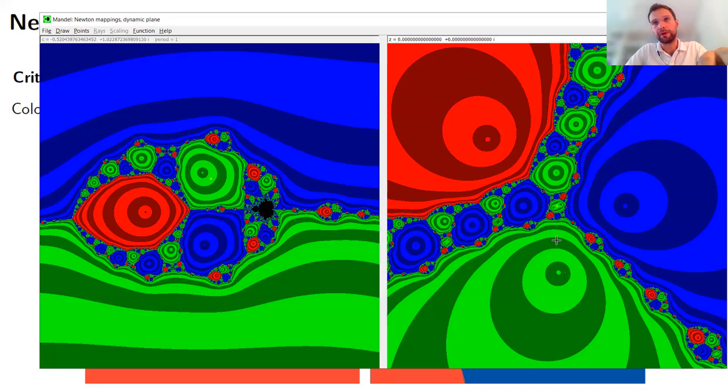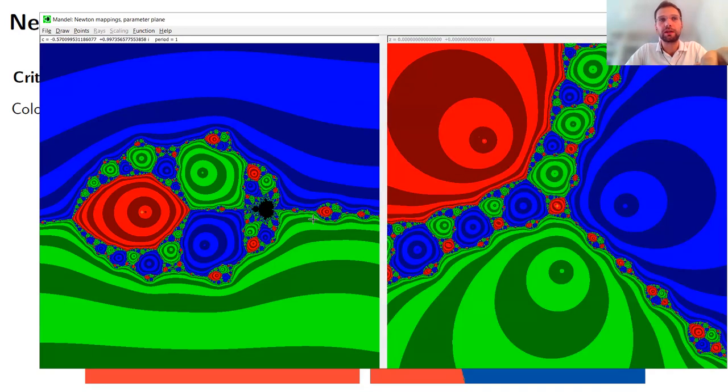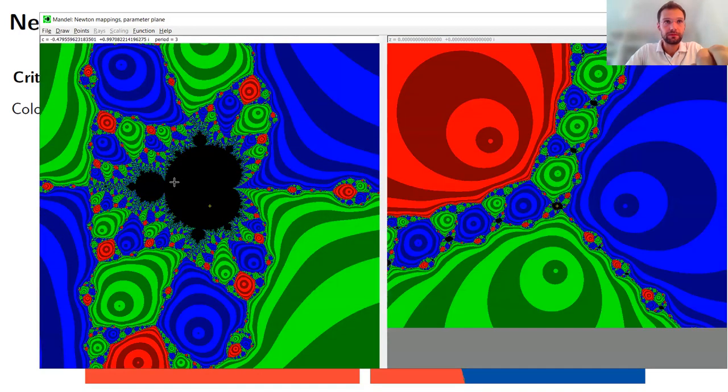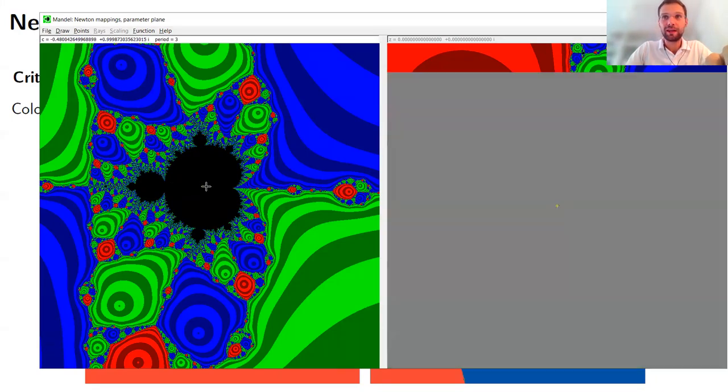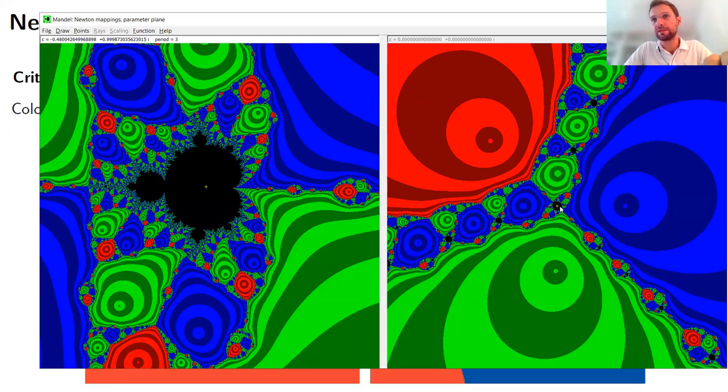In this region, the point zero, which is here, will converge to the green root. In the region here, again, everything changes when I pick a different parameter. The zero here converges to the red root. But you can see this object. Somewhere in the parameter plane of a Newton map, all of a sudden we can see the Mandelbrot set. And if I pick a point in the Mandelbrot set, you see what's going on? All of a sudden we see these big black blobs that prevent our Newton method from converging. So the presence of this Mandelbrot set is one of the reasons why the Newton method does not always converge.